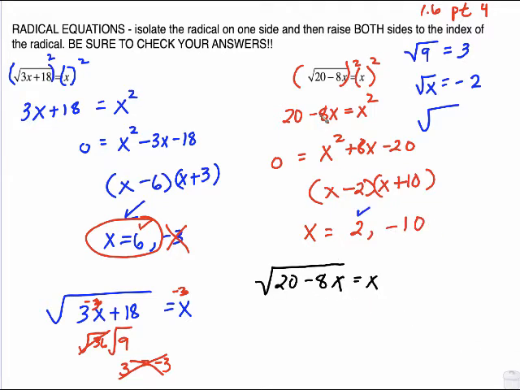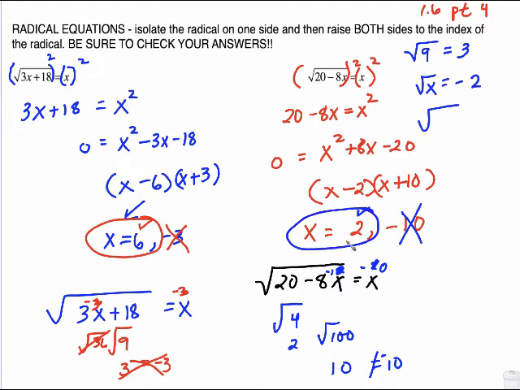I just recopied the original equation, and to check this, I need to put a 2 in for that x and do that arithmetic. 8 times 2 is 16, 20 minus 16 is 4. The square root of 4 is 2, which is what that says, so the 2 is a keeper. Now, if I put -10 in for each of these x's, watch what happens. -8 times -10 is 80. 80 plus 20 is 100, and we're looking at the square root of 100, which is 10. But over here, it says -10. 10 does not equal -10. Therefore, the -10 is going to get tossed out, and we keep the 2. Those two were pretty easy.